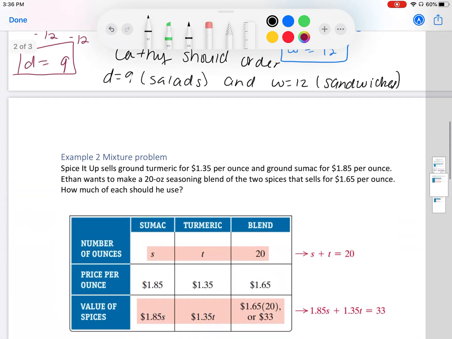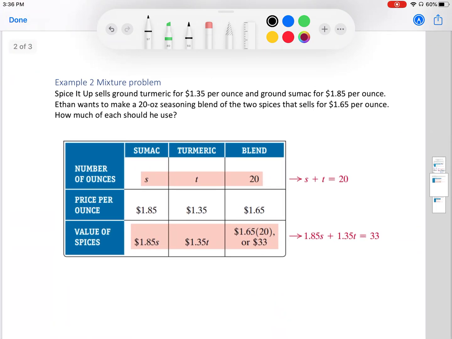Cool. Next one, we have a mixture problem. Mixture problems are kind of weird. So let's go ahead and do this problem. Spice It Up sells ground turmeric for $1.35 per ounce and ground sumac for $1.85 per ounce. Ethan wants to make a 20-ounce seasoning blend of the two spices that sells for $1.65 per ounce. How much of each should he use?